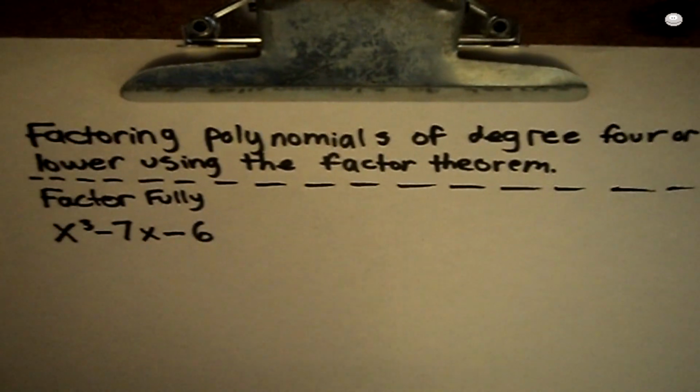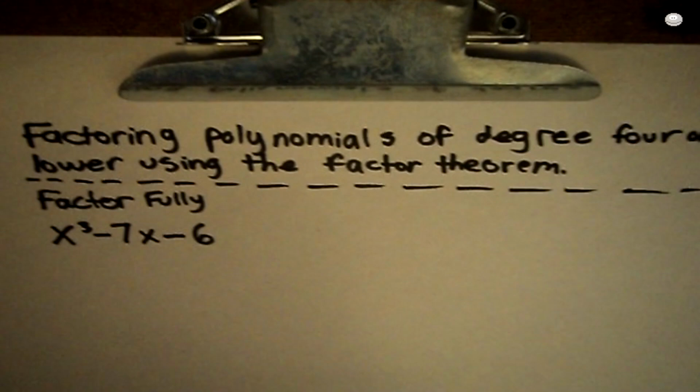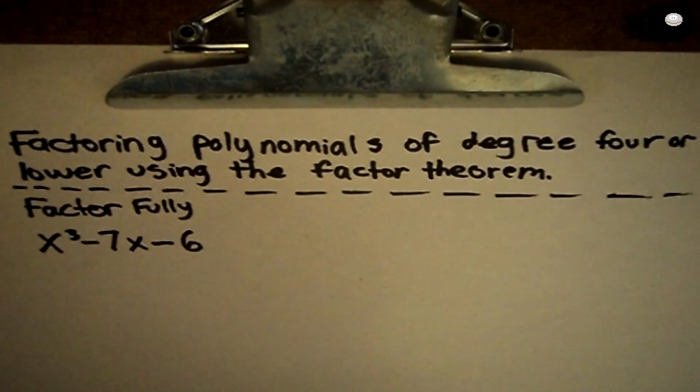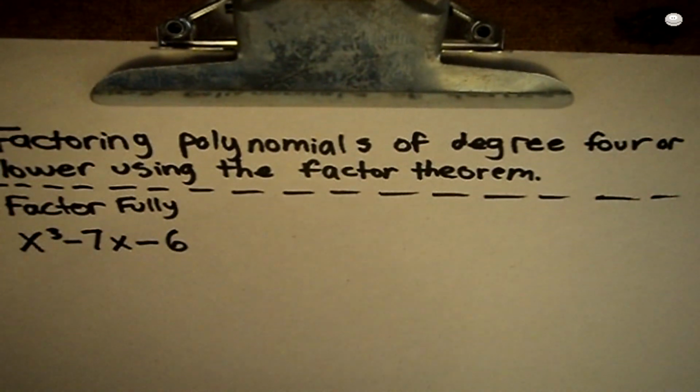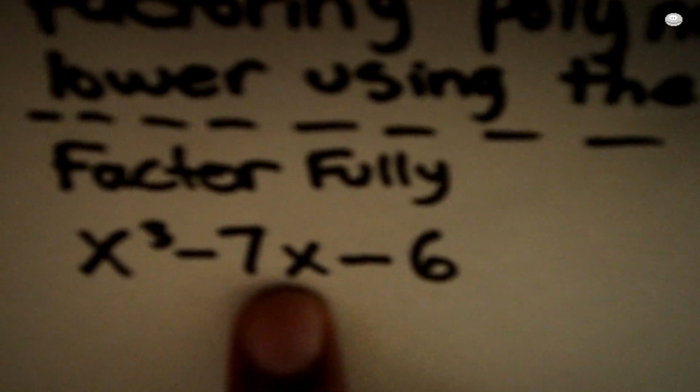Today I will show you how to factor a polynomial of degree 4 or lower, whether the leading coefficient is equal to or not equal to 1. We will be using the factor theorem. So our task for today will be to factor the polynomial x cubed minus 7x minus 6.